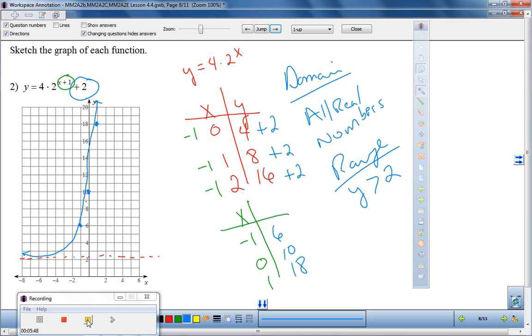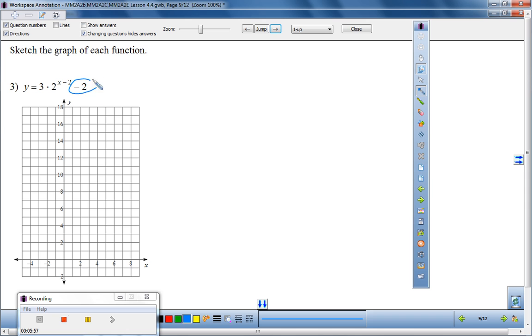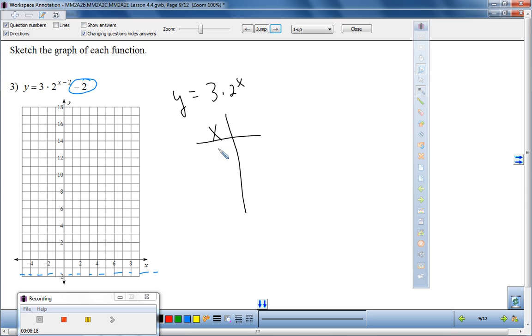Let's look at one more example in this video. Alright, here, now our asymptote is going to be underneath the x-axis. So it's at -2 here. Alright, we'll draw that in. Alright, and then let's come up with our points. So y is equal to 3 times 2 to the x is what we're going to come up with our points with. So we're going to do the same thing. Well, 0, 1, and 2.